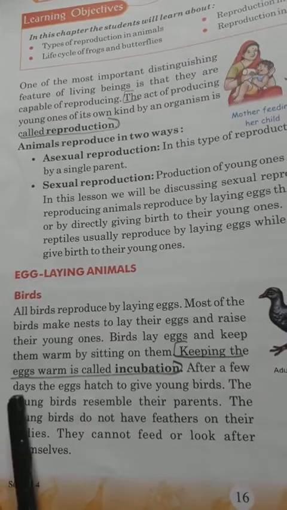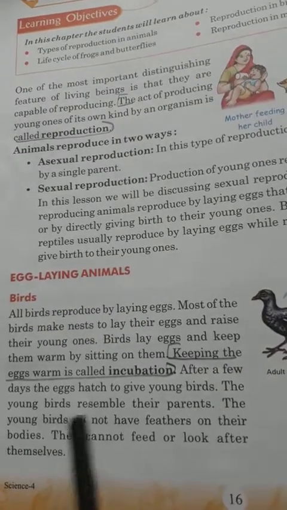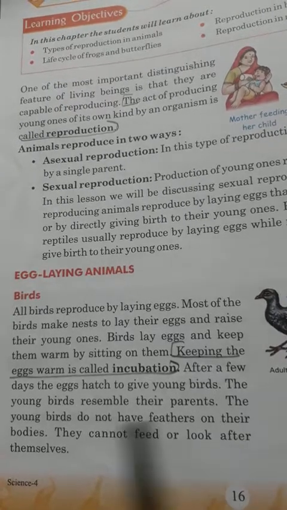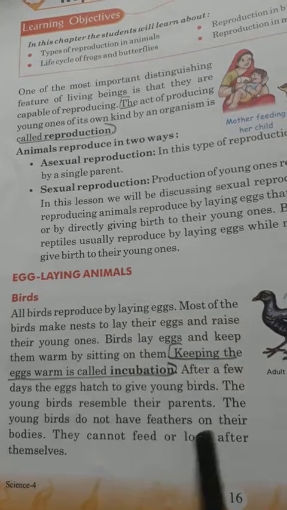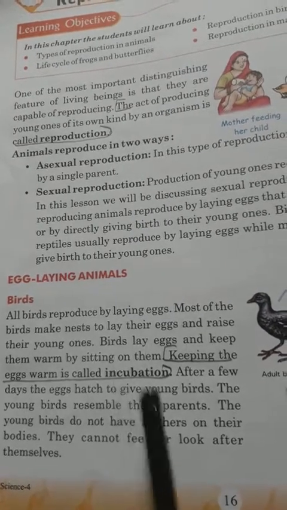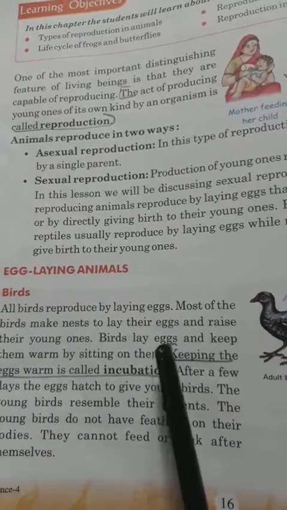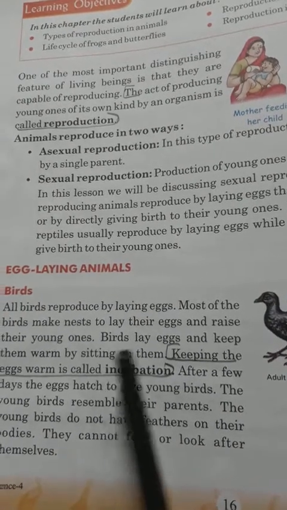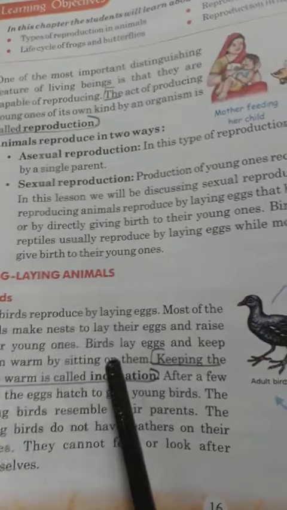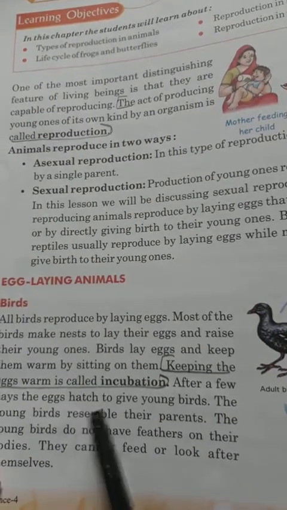After a few days, the eggs hatch to give young birds. The young birds resemble their parents. The young birds do not have feathers on their bodies. They cannot feed or look after themselves. So birds reproduce by laying eggs. They make a nest and lay the eggs in that nest. And after laying the eggs, they sit on top of the eggs until the young baby comes out.